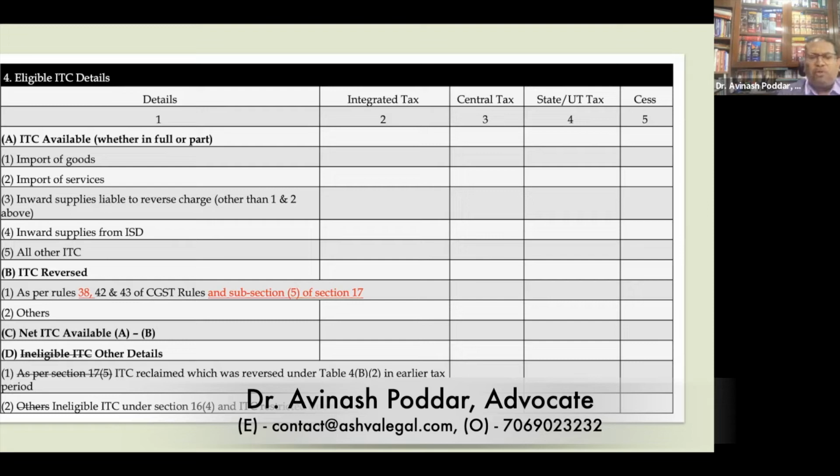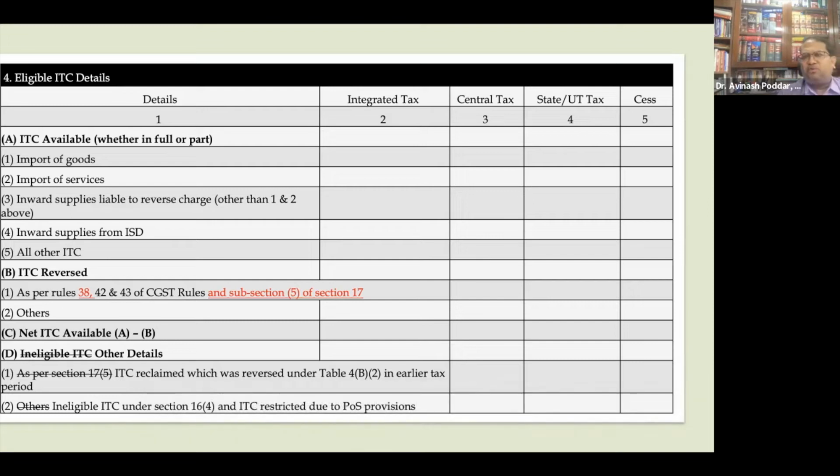एंड इसके अलावा जो भी आपके टेम्पररी रिवर्सल्स हैं जिसको आप दोबारा से रिक्लेम कर सकते हैं, दैट नीड्स टू बी रिपोर्टेड इन टेबल 4B2.